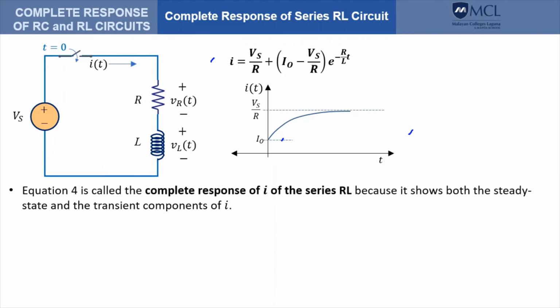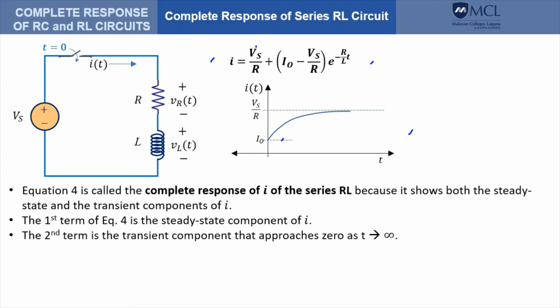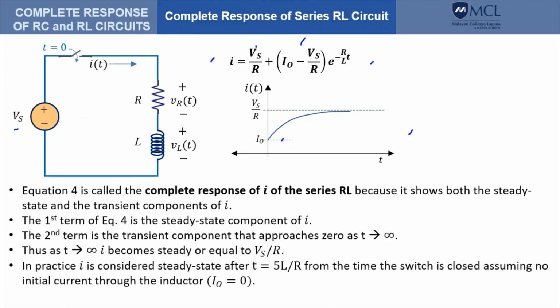Similarly, for a series RL, this equation is called the complete response of I because it also shows the steady state and the transient components of I. The first term is the steady state component, and the second term is the transient component. So as t increases, I becomes steady, or equal to V sub S over R, where V sub S is the applied voltage to the circuit after the switch is closed. Again, in practice, I is considered steady state after time 5L over R from the time the switch is closed, assuming that there is no initial current through the inductor at t equals 0.